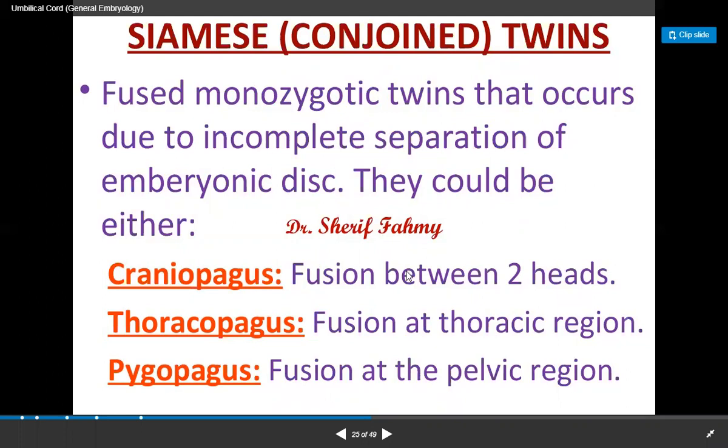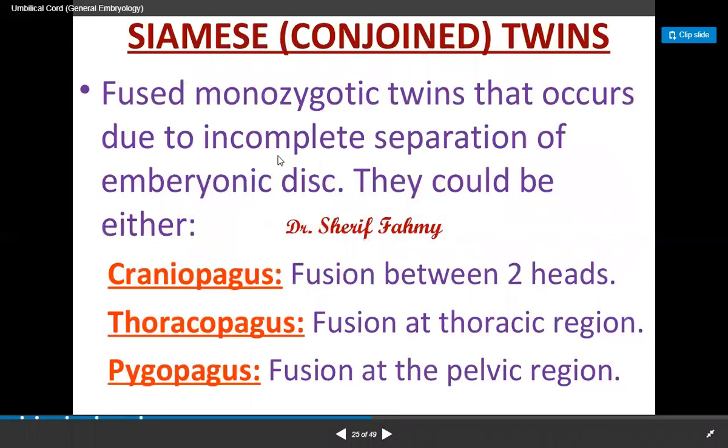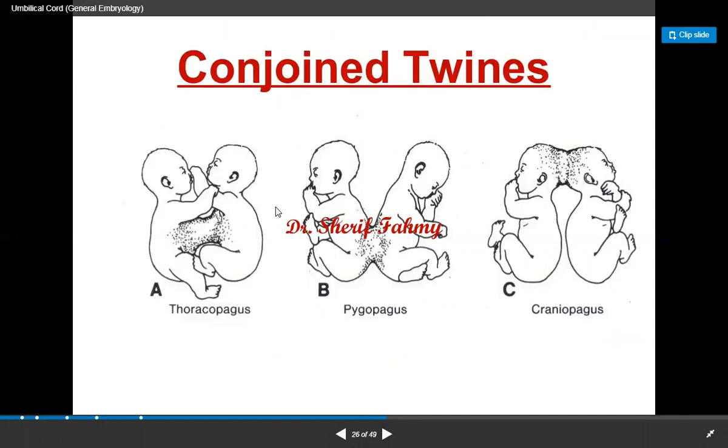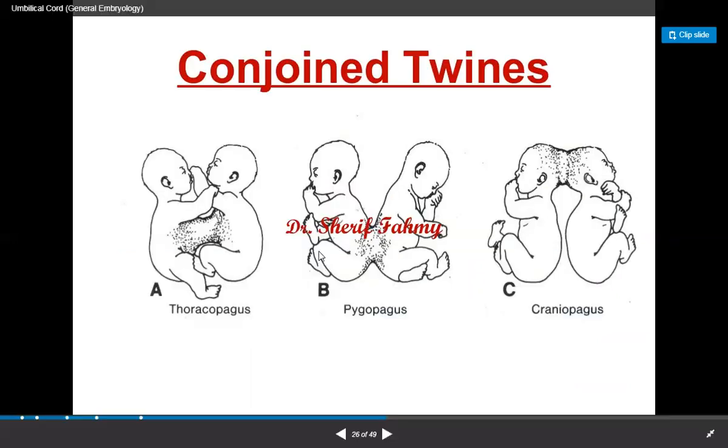So how can you say clinically this is conjoined twins? This is the thorax, and both are joined together. There is a problem in the embryonic disc where the separation has not taken place, so there is a fusion. This is pyopagus, the backside, and this is cranium, where the heads are joined together. That is also the pelvic region. See, these are the conjoined twins, and this is how the umbilical cord is related to twins, which we have seen.